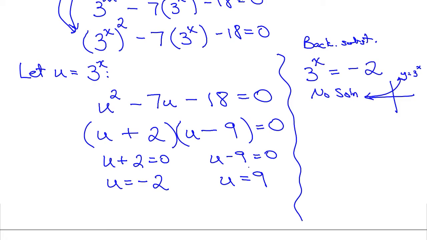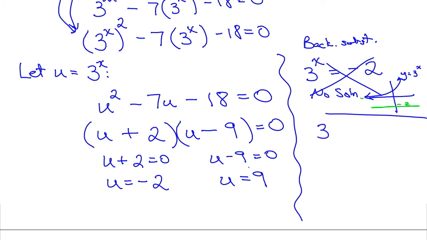All right. Well, if it says that 3 to the x is equal to negative 2, that means it would have to intersect somewhere down here at negative 2, but it never goes below 0. So there's no solution to that equation. Now, it doesn't mean there's no solution for the whole thing. It just means that one didn't give us anything.